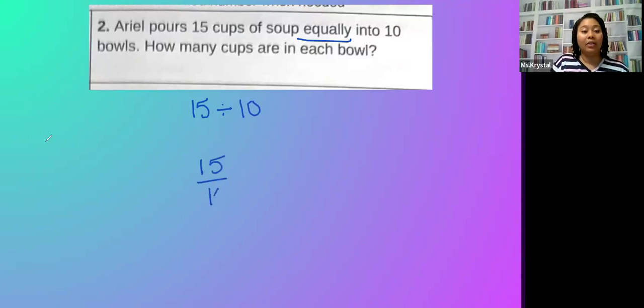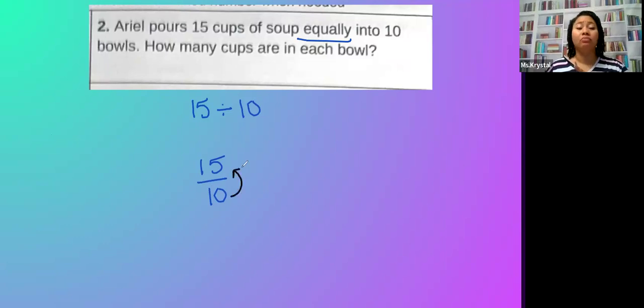And now it's time for us to do a little bit of changing this number around because this is an improper fraction and we've got to make it into a mixed number. So 10 goes into 15 how many times? Let's count.